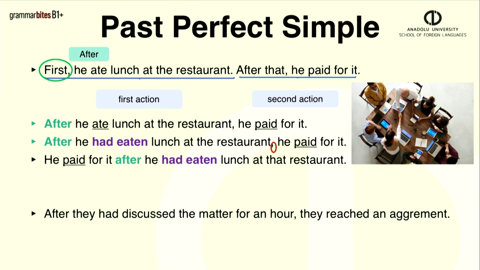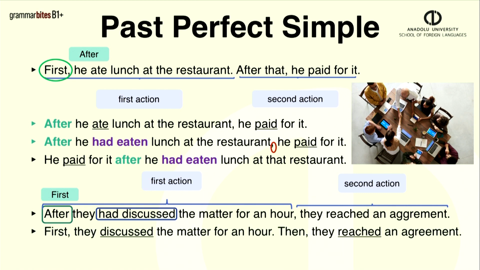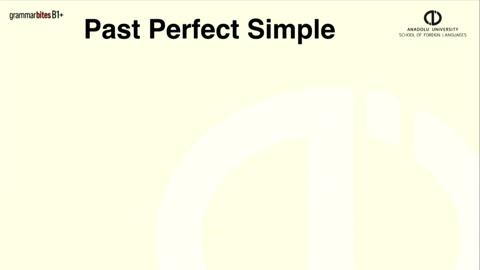Here is another example. After they had discussed the matter for an hour, they reached an agreement. Here we see a sentence with the past perfect simple. That is why we know that this is the first action. And this is the second action. When we want to rewrite this sentence by only using the past simple tense, we should write first instead of after, and this will be the first action. We will say, first they discussed the matter for an hour, then they reached an agreement.